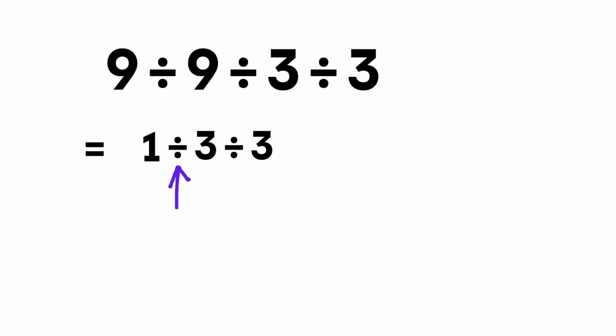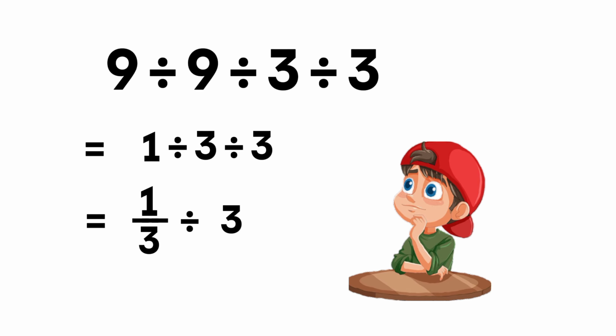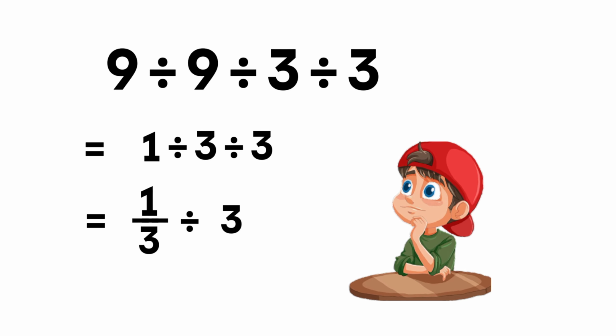Next, we handle the second division. 1 divided by 3, which we can write as 1 over 3. So now it becomes 1 over 3 divided by 3. And here comes the moment where many people slip. Dividing by a whole number is the same as dividing by a fraction.